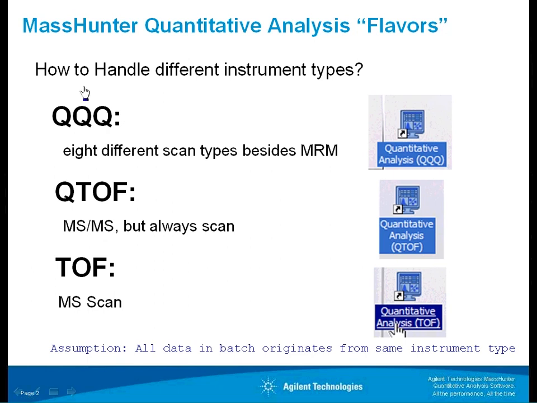For example, the triple quad has a number of different scan types besides the most often used MRM scan type. QTOF, of course, is an MS-MS instrument, but is always in the scan mode, as of course the TOF instrument is. Now, this approach is based on an assumption, which is that all of the data in the batch originates from the same instrument type. And if you think about that from a quantitation point of view, that makes sense.